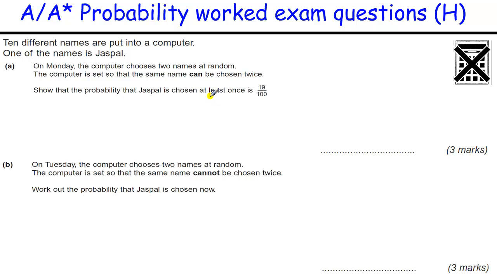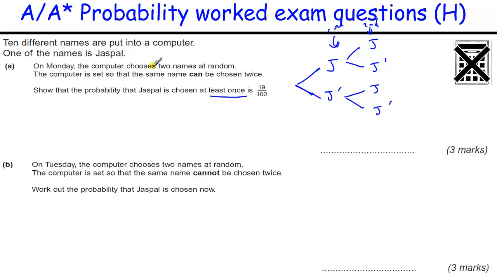Now this at least once type probability actually has a quick way of doing it, but I'm going to do the long way first. So let's look at the whole thing. We're choosing between Jaspal and not Jaspal. I'm going to represent not Jaspal by a dash. And again, Jaspal, not Jaspal, Jaspal, not Jaspal. So that's our tree diagram. This is the first time round, and this is the second time.